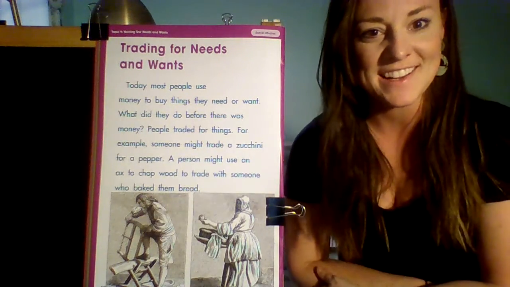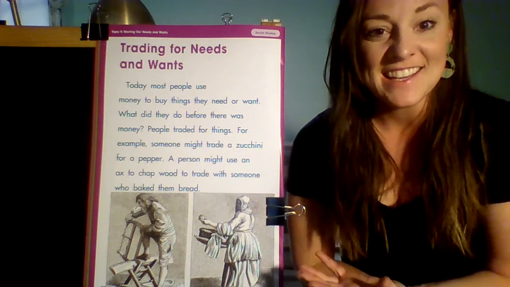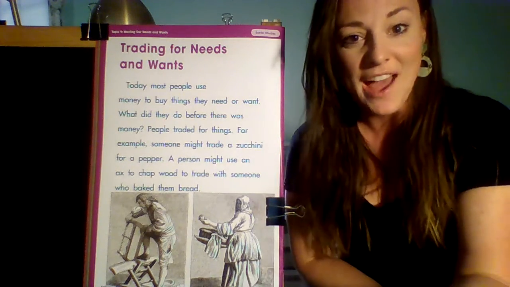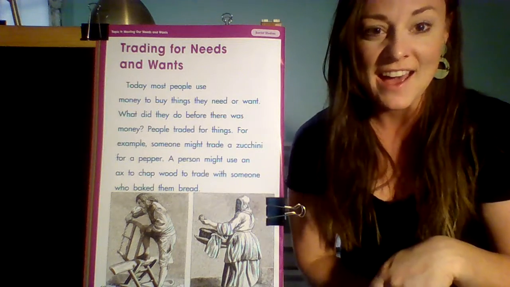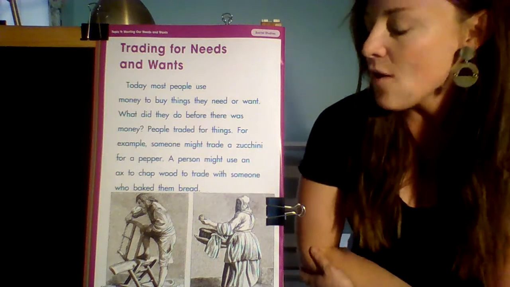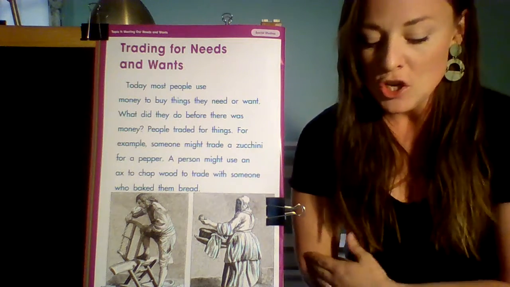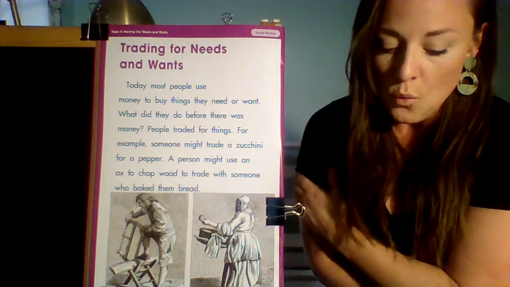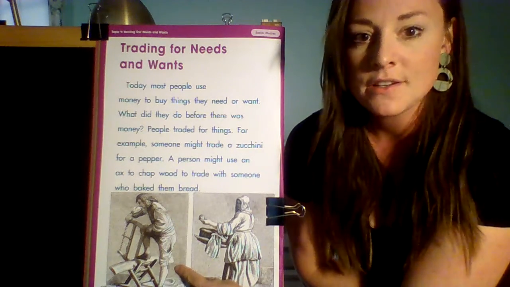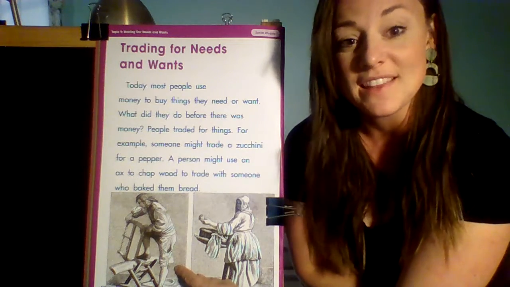Isn't that interesting? So before people had money, the way that they would get the things that they needed or wanted was by trading them. You could give them something that you had to get something that they have. Very interesting. So now I want to ask you some questions that I want you to think about when you're reading this again. So the first question I want to ask you is, what do you think it is in this picture that people might want or need? And is it something that they need, or is it something that they just want?